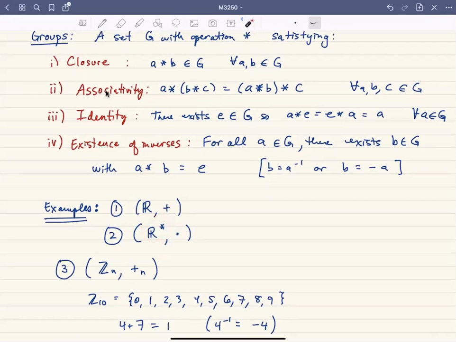So for example, the inverse of 5 would be 1/5. And in this case, we would use the superscript notation. So if we were to write the inverse of 5, that would be 1/5. Okay, so that's another example of a group.